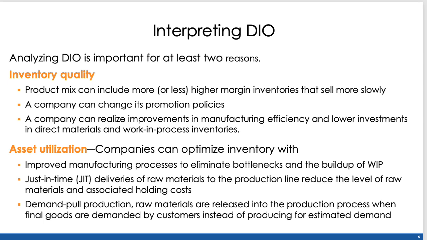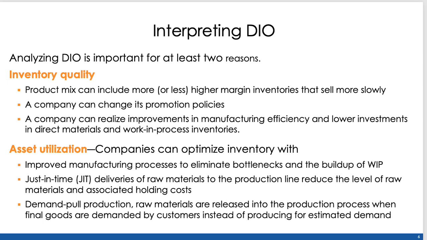Are there improvements in manufacturing efficiency, perhaps lower investments in direct materials and work in process inventories? Is there better overall inventory management efficiency that can be put in place to improve the quality of the inventory and make it more attractive to turn around quicker and more frequently?